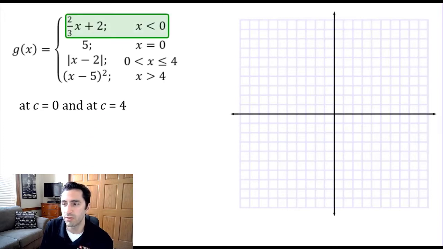So let's start with this very top piece. This one is defined for all the values of x that are less than 0. So starting at the y-axis, x is 0, and then working my way to the left. 2/3 x plus 2, this is just a line. It has a y-intercept of 2. I do have to be careful here because at 0, I don't have the or equal to part, so I'm going to put an open circle at 2.